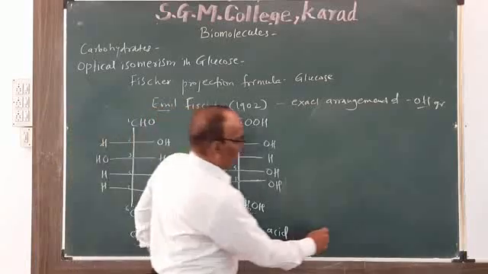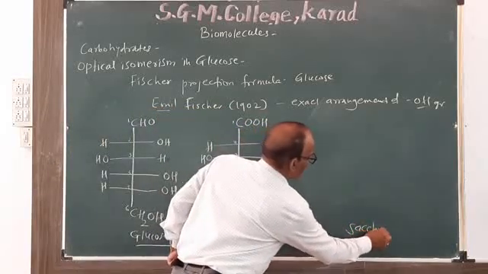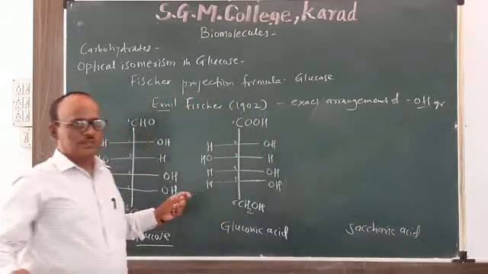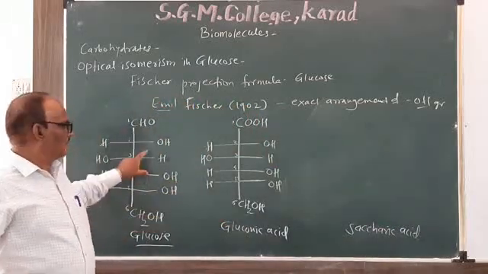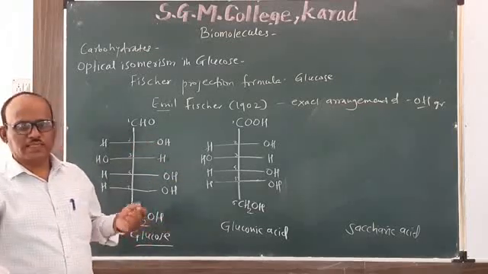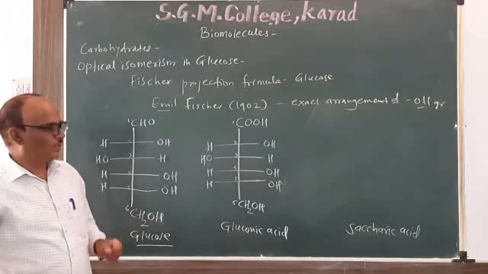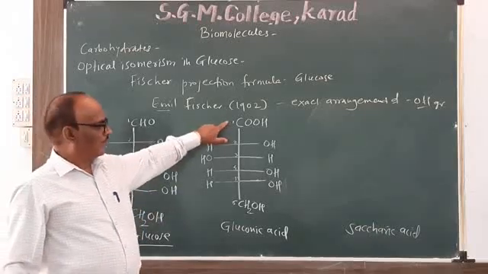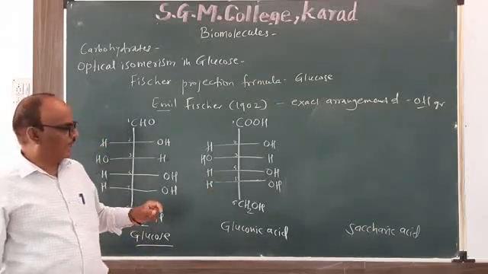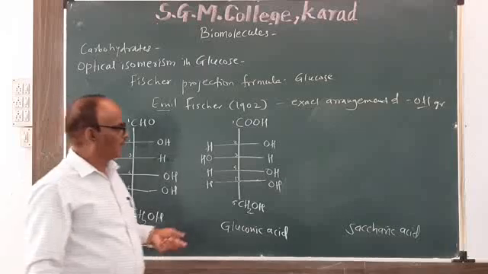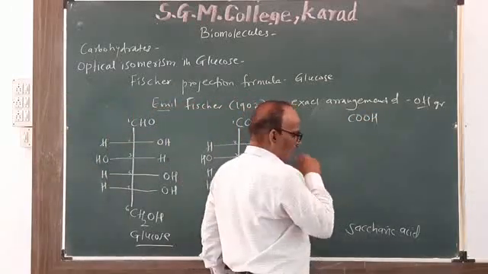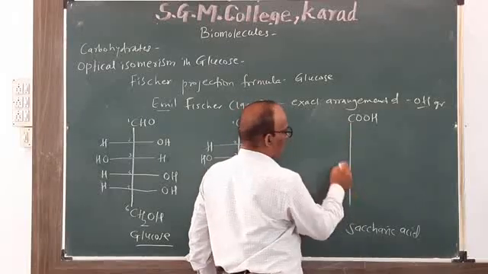Then one more compound is saccharic acid. This saccharic acid is formed by using a strong oxidizing agent. Glucose undergoes oxidation and gives saccharic acid. Saccharic acid is a dicarboxylic acid. It contains 2 COOH groups. So at carbon number 1 and carbon number 6, there are 2 COOH groups present in saccharic acid. The middle part is the same. So the Fisher projection formula can be drawn for saccharic acid like this.